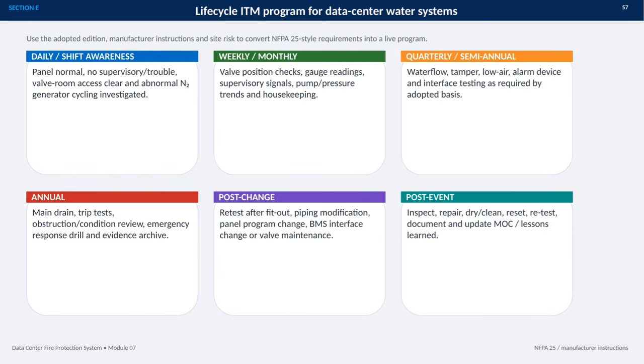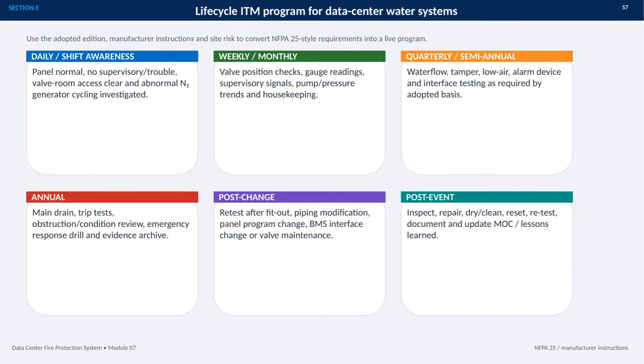Weekly and monthly activities move into documented checks of valve positions, gauges, supervisory signals, pump and pressure trends, and housekeeping. Quarterly or semi-annual work includes testing water flow, tamper, low air, alarm devices, and interfaces, as required by the adopted basis. Annual activities expand to main drain and trip testing, obstruction and condition reviews, emergency response drills, and evidence archiving.